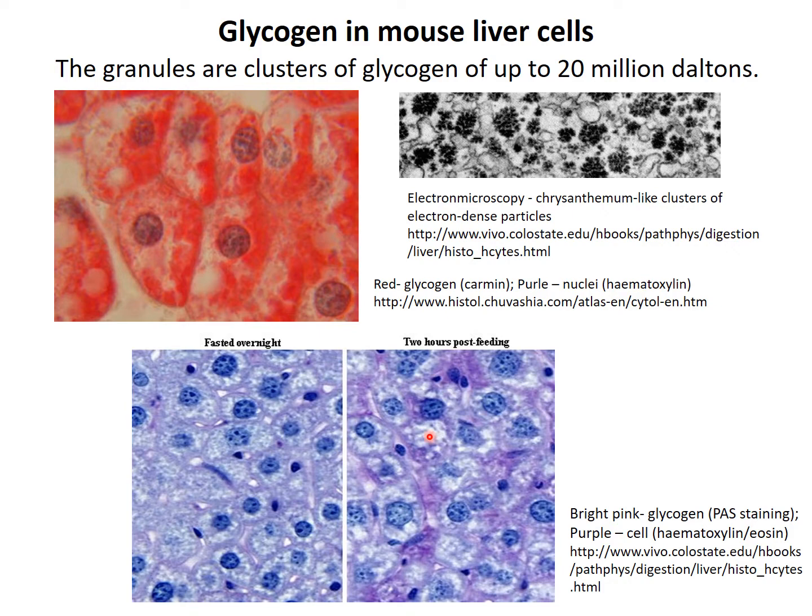Now, this is to compare a fasted and a fed animal. The brighter pink, purplish pink is glycogen, and this blue is nuclei, of course. So glycogen is actually almost depleted completely in a fasted, only overnight fasted animal. You can see a little remainder in the cells of the liver, but when you feed the animal in the morning, you see that glycogen is building up pretty nicely.